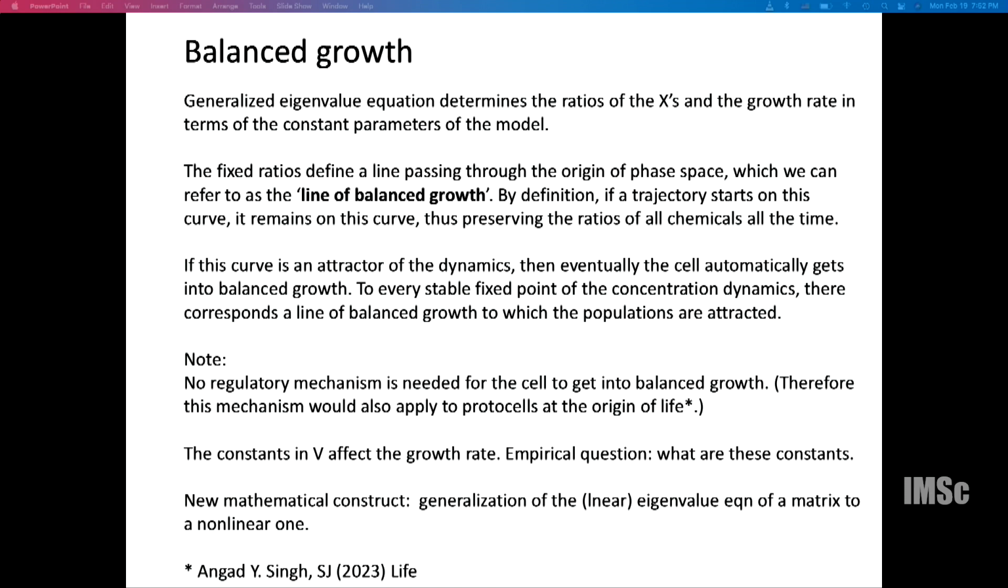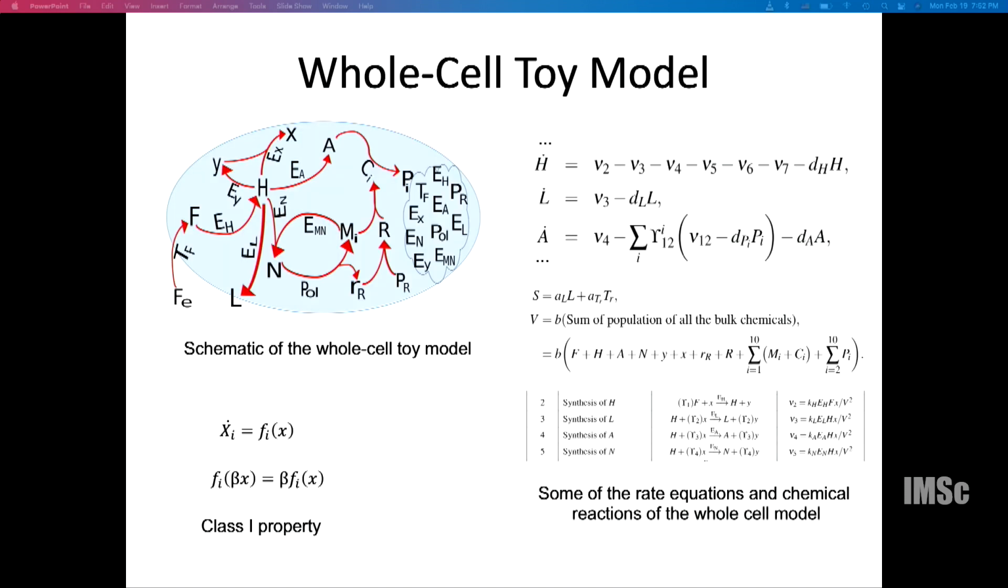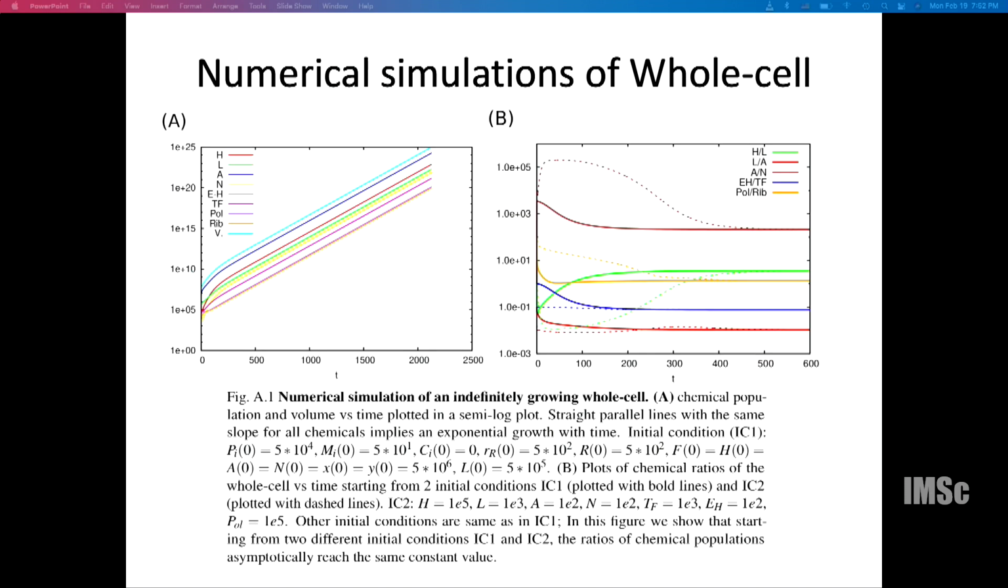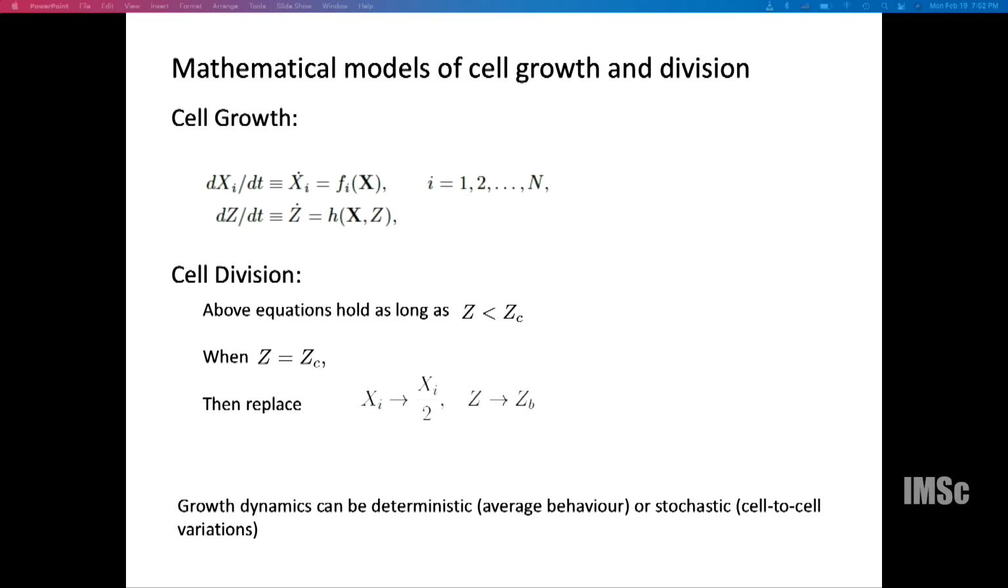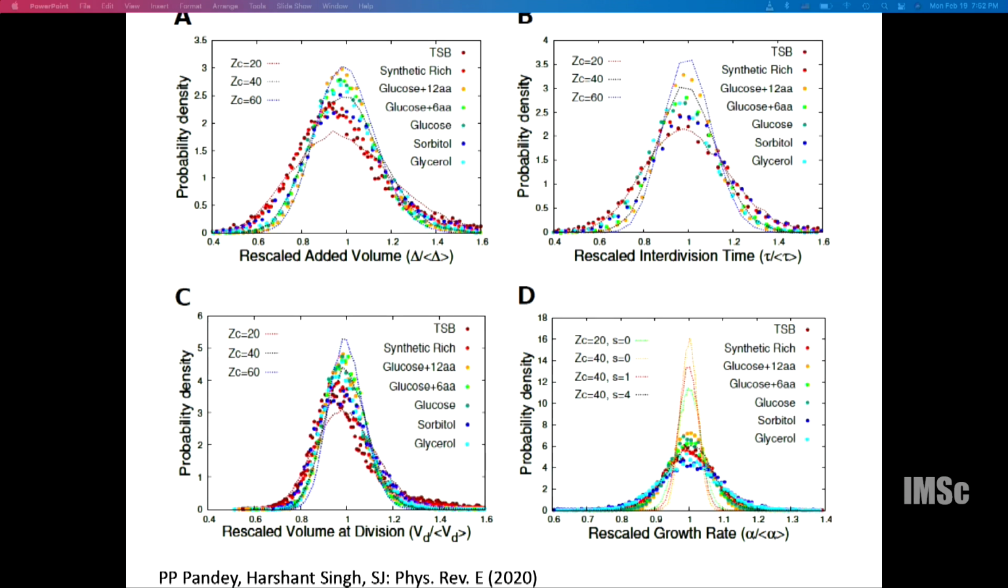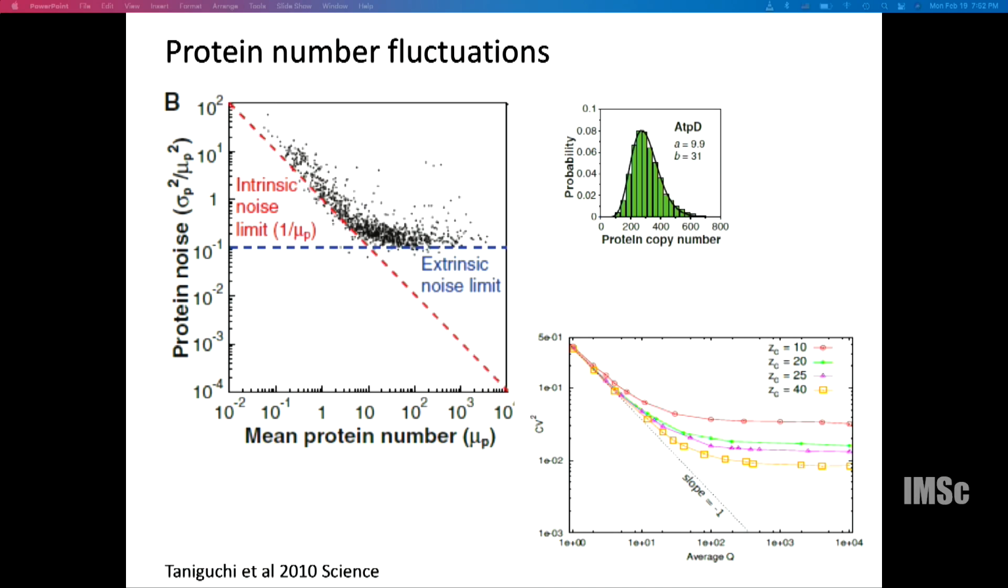In fact, there is some work that we've done which actually uses this mechanism for protocells to understand protocell evolution. So you can do this with many variables and so on, and you find the same result. But if you depart from the homogeneous degree 1 property, that is, if your volume, for example, is not a linear function of the populations, then you don't get balanced growth. These models we've used to understand, along with stochasticity, cell-to-cell variations and the adder property of cells. But that is not something that I was going to have time for.